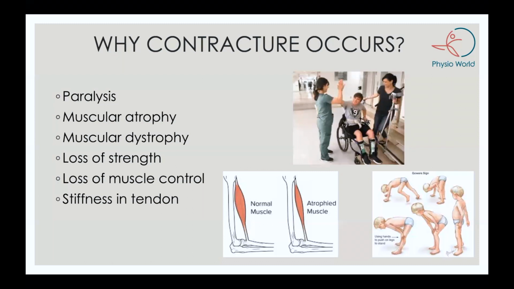Stiffness in tendons usually can occur after a recent fracture, a bedridden lifestyle, a sedentary lifestyle, as well as when the patient is immobile. They cannot move around. This can cause stiffness in the tendon, and not just in the tendons. It can cause stiffness in muscles, stiffness around ligaments around the joint, which causes contracture to occur.